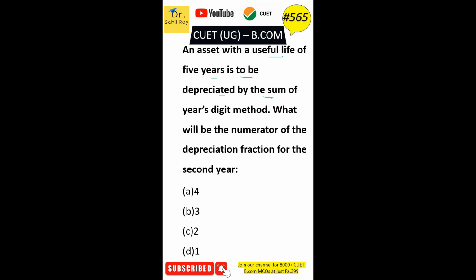An asset with a useful life of 5 years is to be depreciated by the sum of years digit method. What will the numerator of the depreciation fraction for the second year? Option A 4, option B 3, option C 2, option D 1। इस क्वेश्चन का सही आंसर है ऑप्शन A 4। ऑप्शन A is the correct answer.